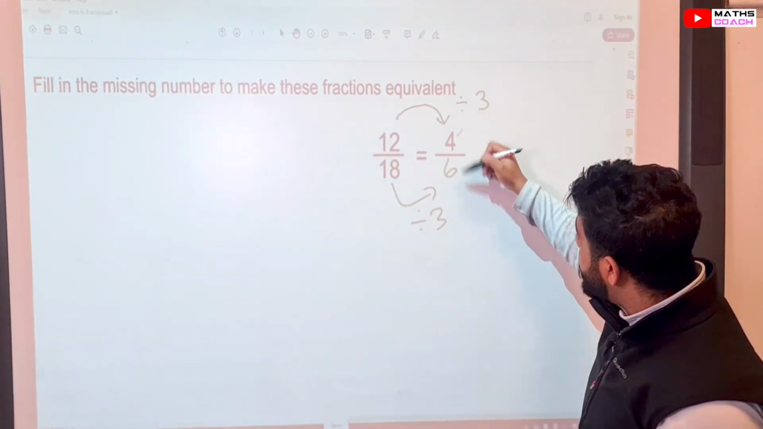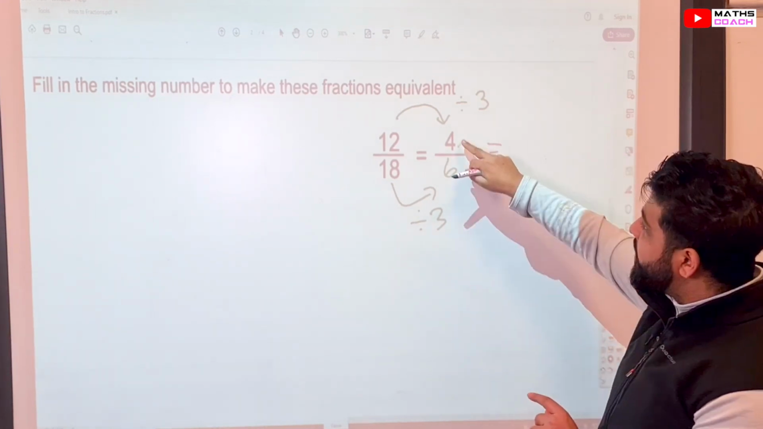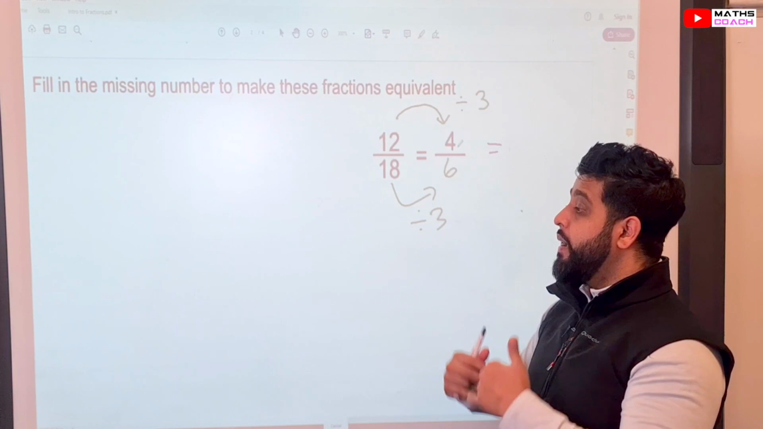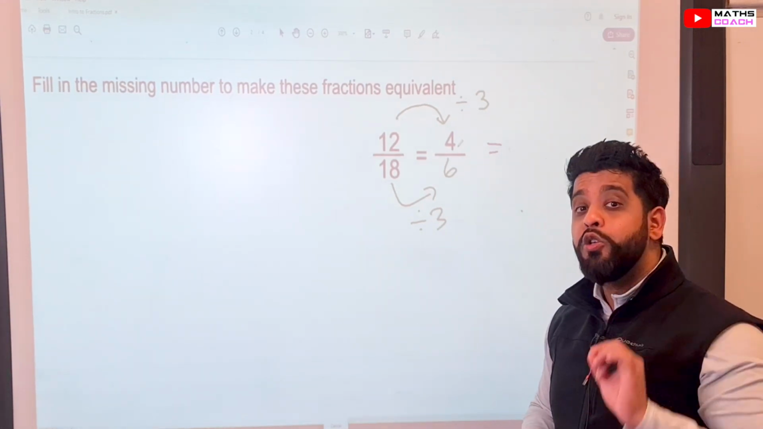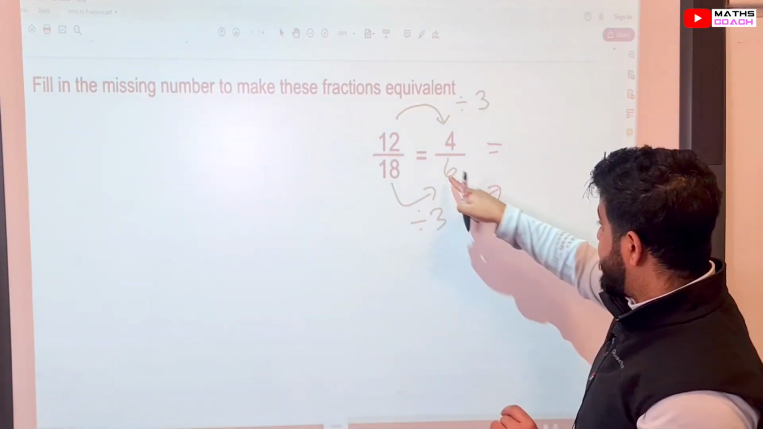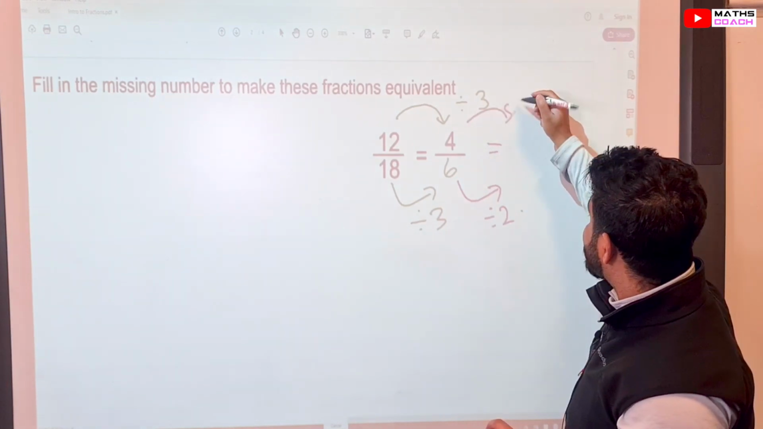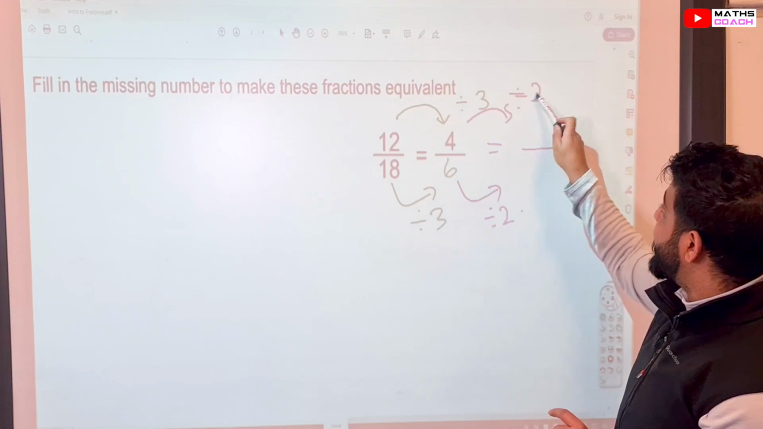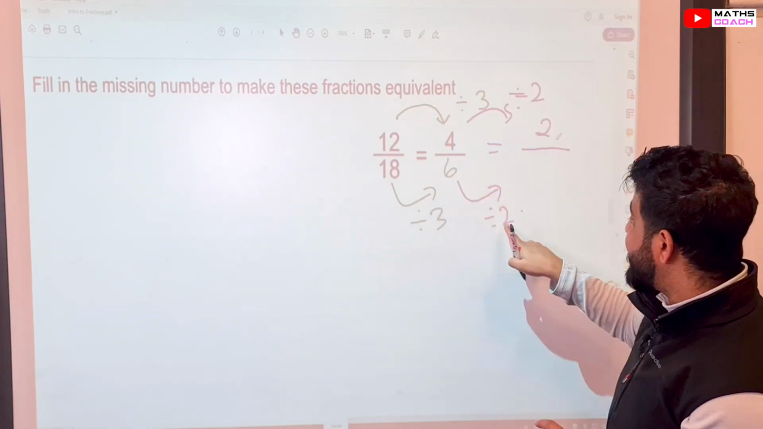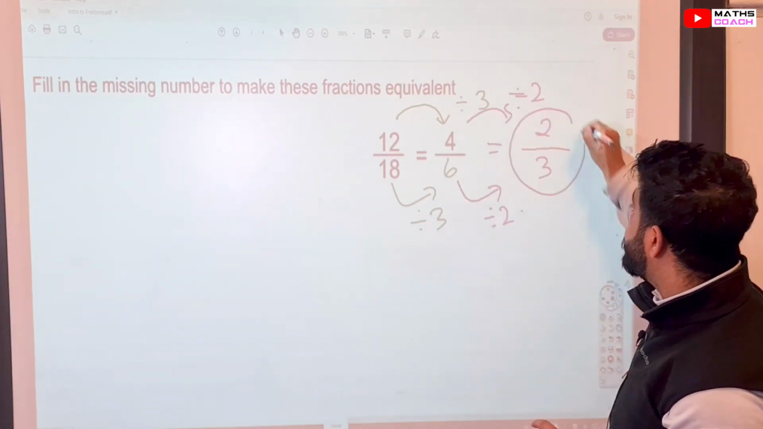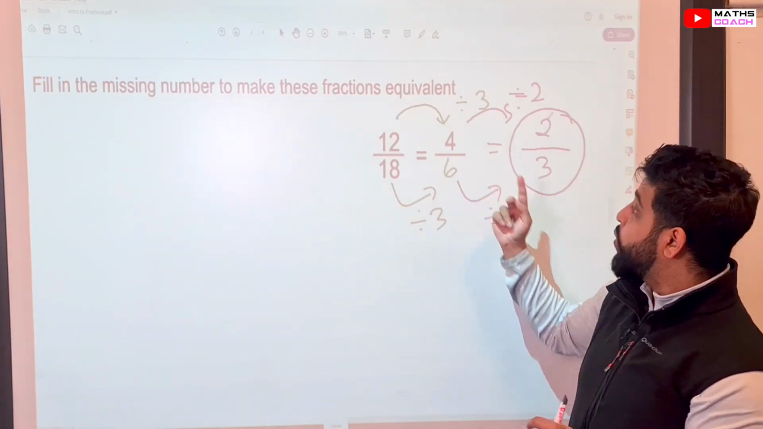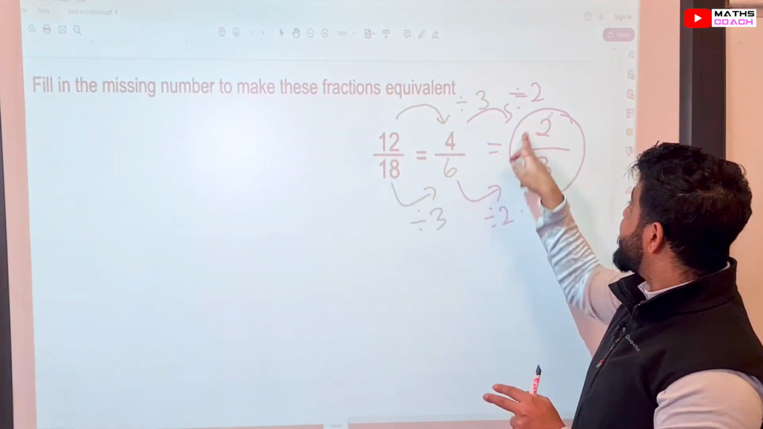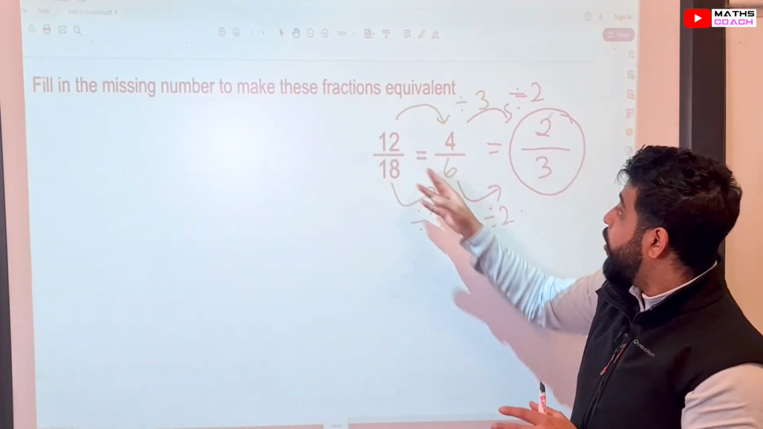How do we do that? We'll look at these two numbers and we see what can I divide 4 and 6 by? What one number can I divide 4 and 6 by? 2. 6 can divide by 2 here, and 4 can divide by 2 as well. So what does that become? 4 divided by 2 is 2, and 6 divided by 2 is 3. So 2 over 3 is the equivalent fraction of both of these, and what we say is that this is the simplest form of the fraction.